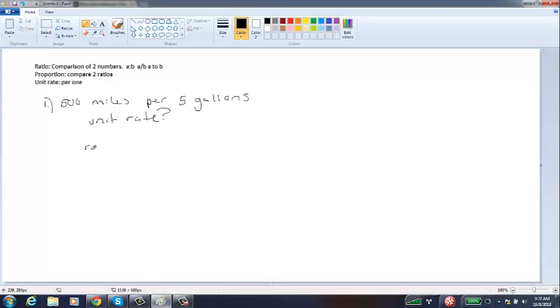So for this one, I would take the 500 and divide it by the 5. Again, I want the bottom one to become a 1 to get how many miles per 1 gallon instead of per 5. So I would divide those and get 100 over 1, or reduce it, dividing them both by 5, either way you want to think of it. So it's 100 miles per 1 gallon, and you could think of that as 100 miles per gallon. That word per is always in there, per 1.